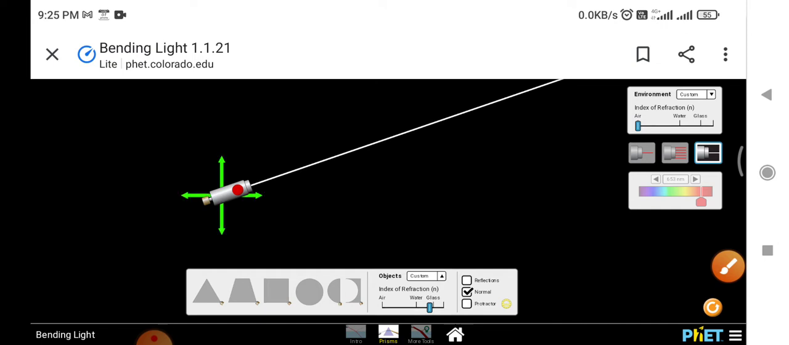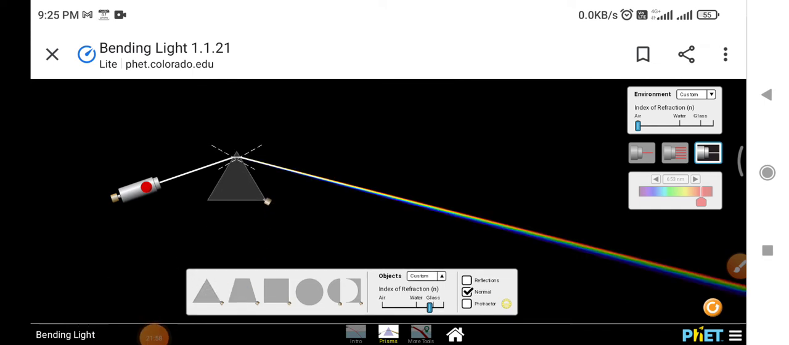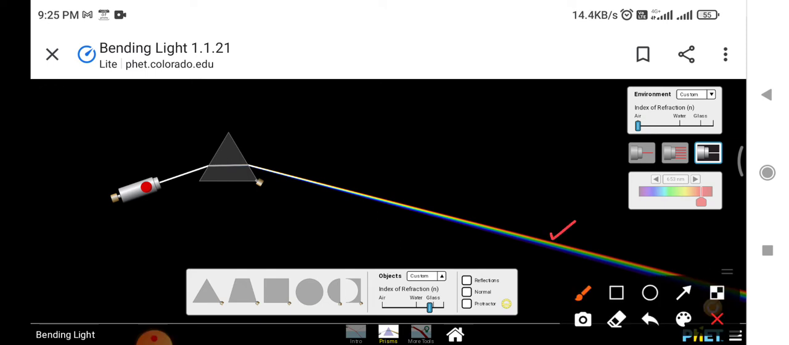The next concept, the recombination of the spectrum of white light by a glass prism. So here I took one prism. When the white light passes through the prism, it is dispersed into 7 colors.